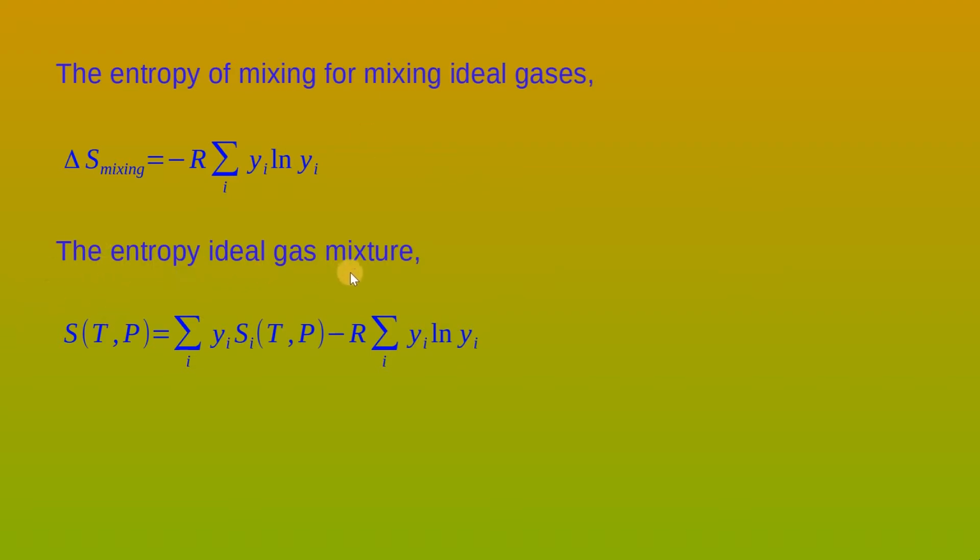So the entropy of an ideal gas mixture would now be summation of yi into Si, where Si is the entropy of the pure species i at temperature T and pressure P of the mixture, minus R summation i yi ln yi, where this is nothing but the entropy of mixing.